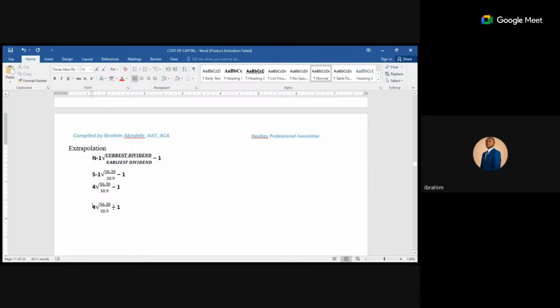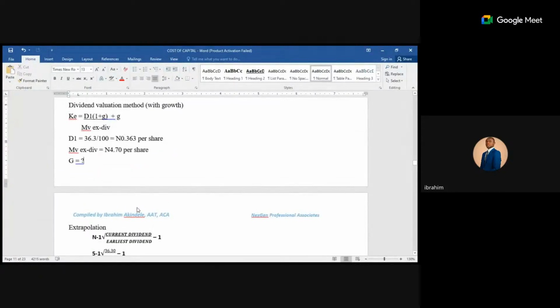So if you divide these two together, what do you have? 1.1748. Okay, that is a very good one. So you take the 4th root and minus 1. Just give me the final figure. What is the growth rate? 0.04. This is 4%. So we say the growth rate is 4%. We can say this is 0.04. Then we can now insert it in our formula here.